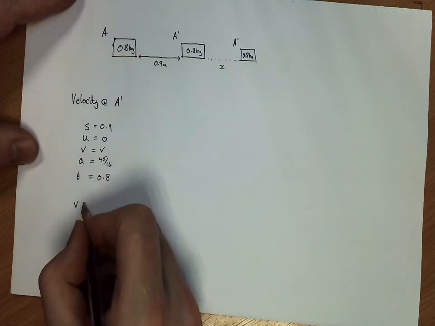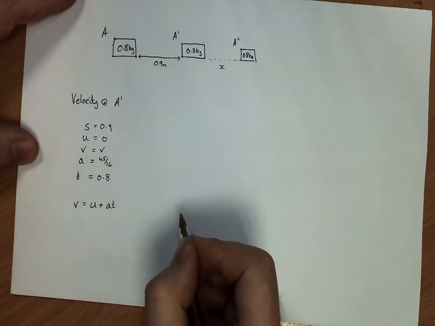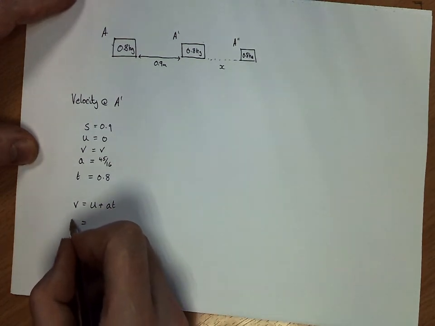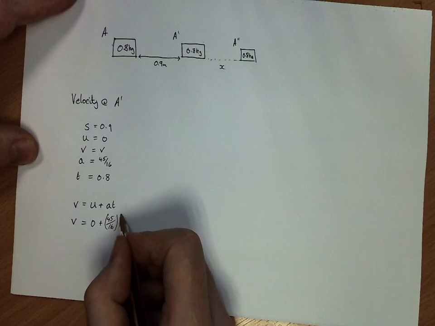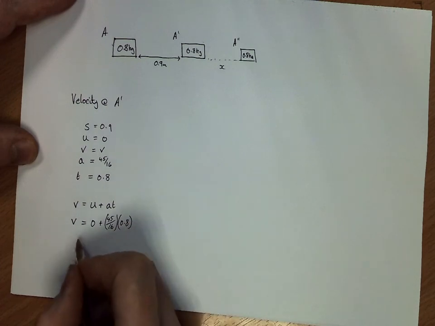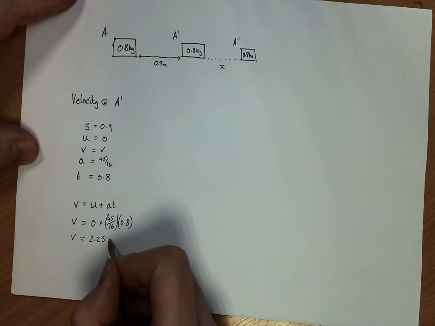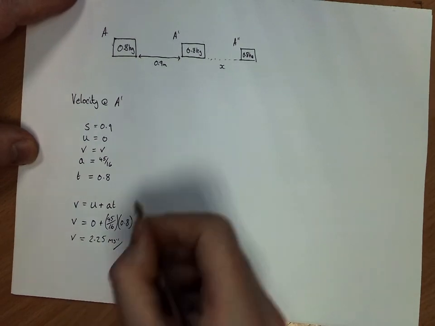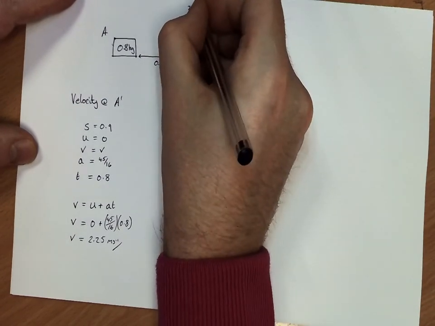I'm going to use V equals U plus AT just because this feels the easiest. So V equals 0 plus 45 over 16 times 0.8, which is 2.25, and that's meters per second. So I'm going to add this to my diagram, and so it's moving in that direction, 2.25.